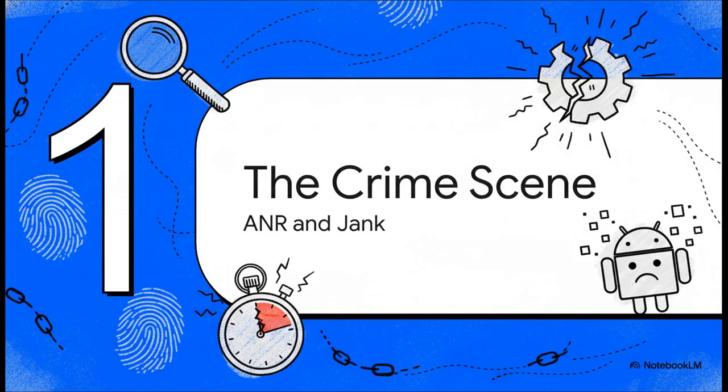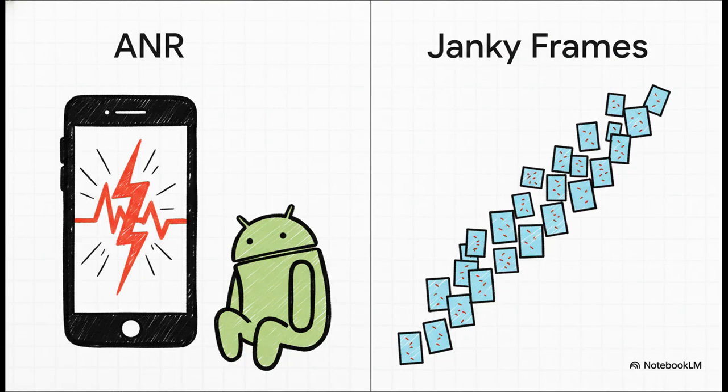Okay, to crack this case, we've got to understand the evidence we're looking at. We're going to focus on two terms that make every developer cringe: ANR and Jank. They are related for sure, but they represent totally different levels of failure. Let's break it down. Think of an ANR as the app having a full-blown heart attack. It's completely frozen, game over.